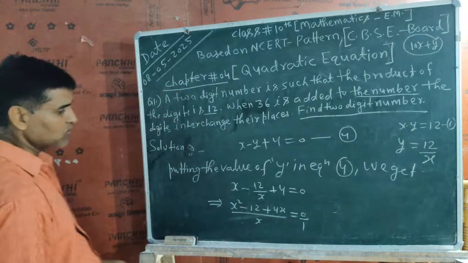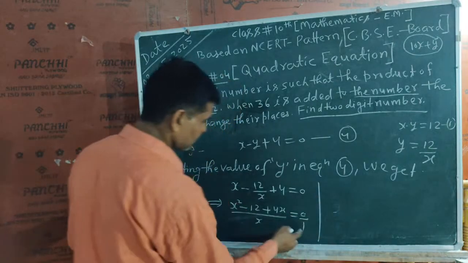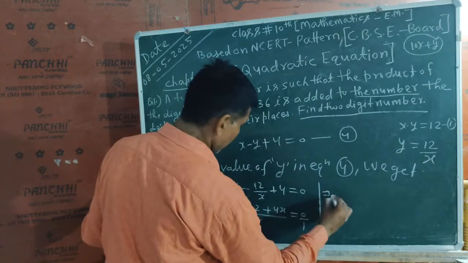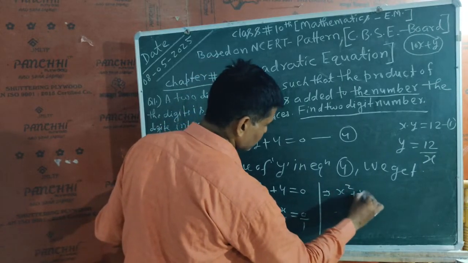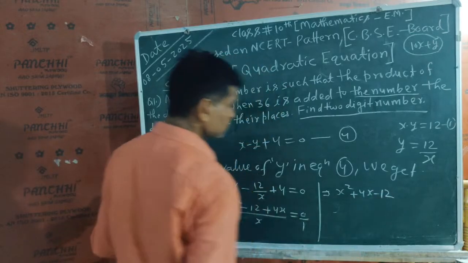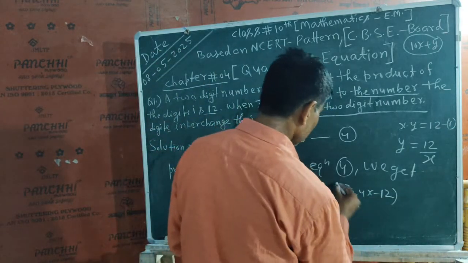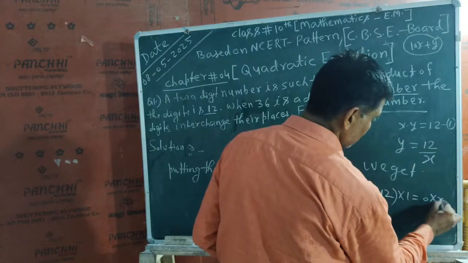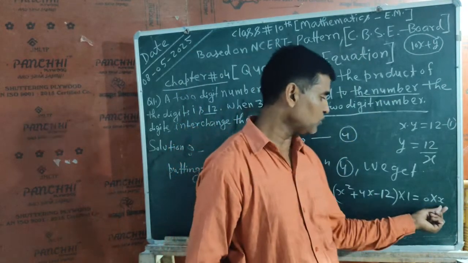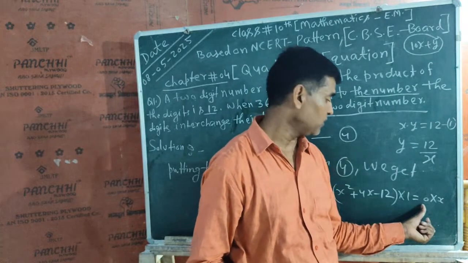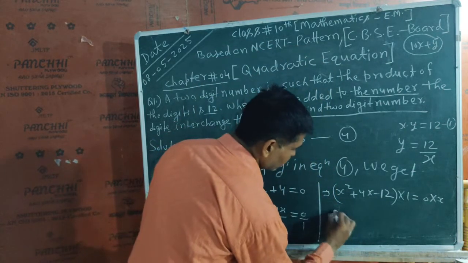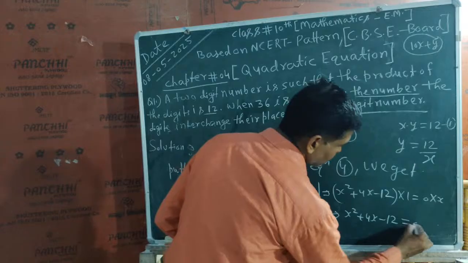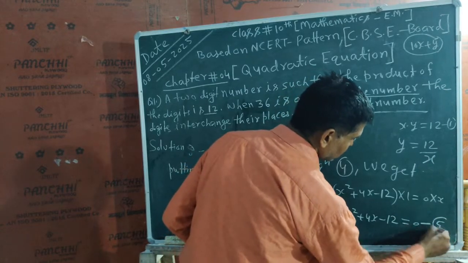I will do cross multiplication. After doing cross multiplication, I can write this expression is multiplied with 1. So I will write x square plus 4x minus 12 into 1 which is equal to 0 into x. Okay student, any number which is multiplied with 0 will become 0. So further I can write x square plus 4x minus 12 which is equal to 0. This will be equation number 5.